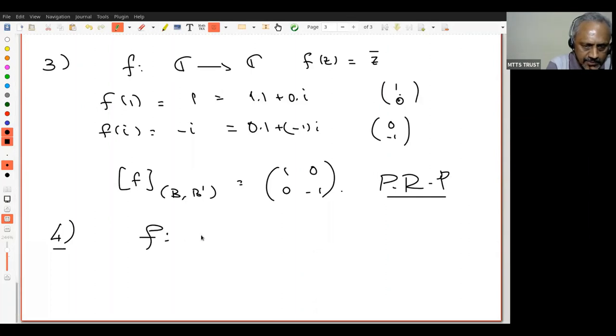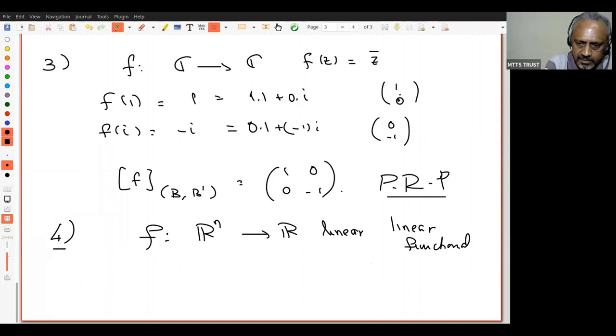Now suppose f is a linear map from R^n to R. Such linear maps are called linear functionals. When the codomain is one dimensional, any linear map from R^n to R will be called a linear functional. The codomain is actually the field over which the vector space is defined. That is, f from V to F, where F is the field of scalars for the vector space V. Such a linear map is called a linear functional. Now what do I want to do?